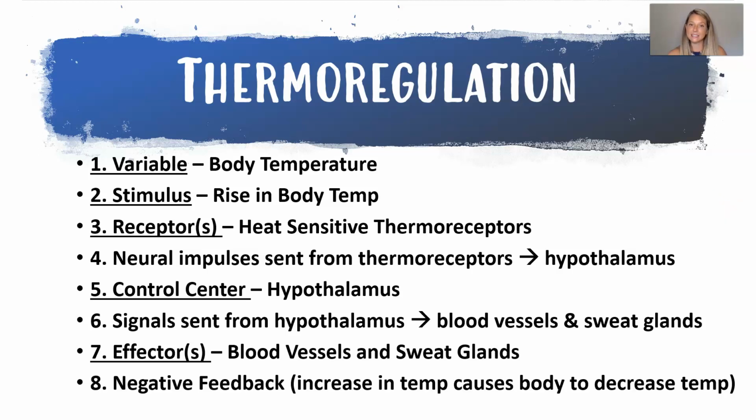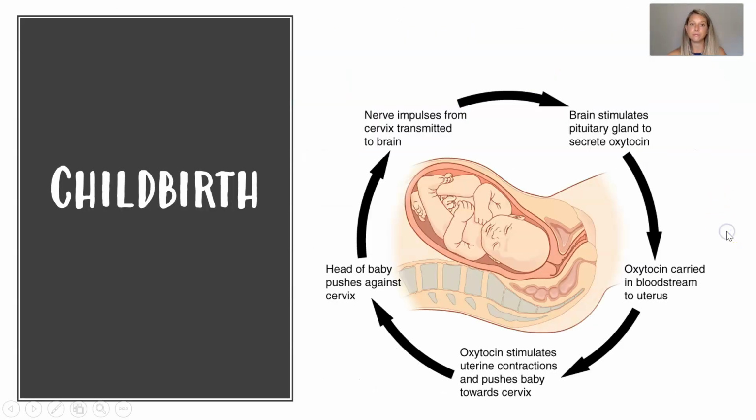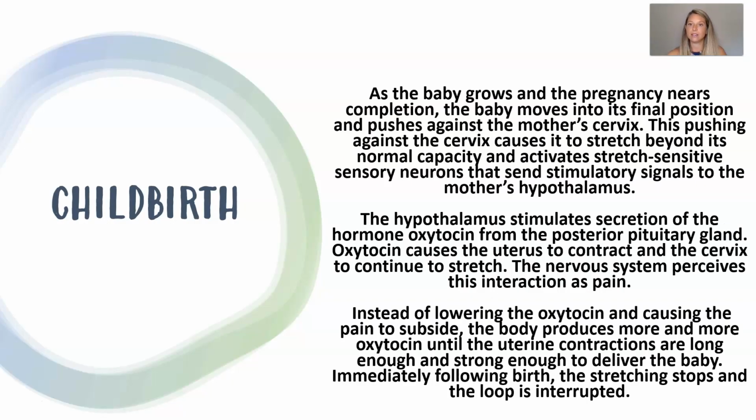And then finally, this is an example of a negative feedback loop. There was an increase in temperature, the body's response was to decrease it. That's an opposite reaction, which means it is a negative feedback loop. Our next example is childbirth. So I'm not going to read this because this is on your paper, but go ahead and pause on this slide, read through the information, and see if you can identify the components of this particular feedback loop.